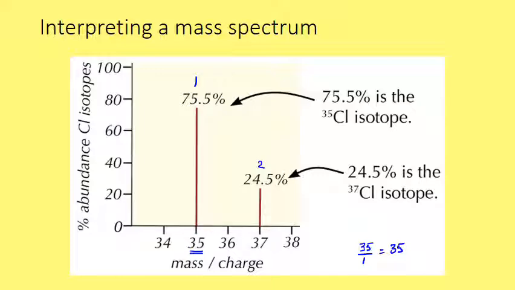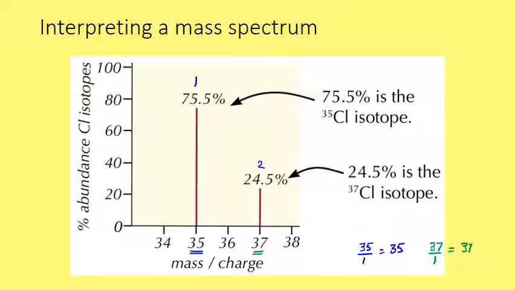I'm just going to switch to green to do the other one. So for the green one, we have the mass charge ratio for the second isotope is 37. And in the same way, the mass to charge ratio is 37 over 1, because they're both 1+ ions. And 37 over 1 is, of course, 37. So 37 is the relative isotopic mass of the second isotope.